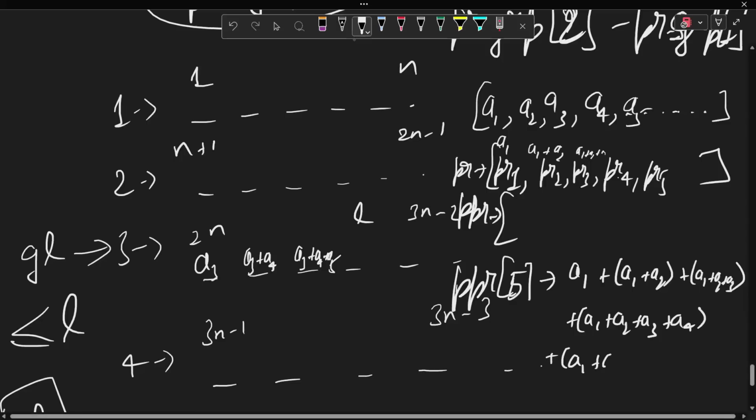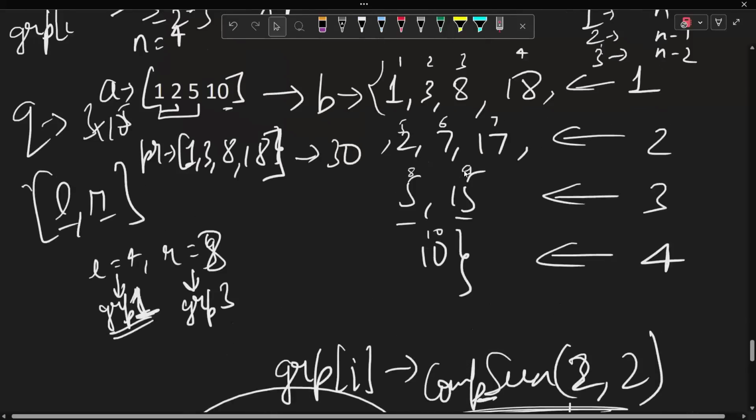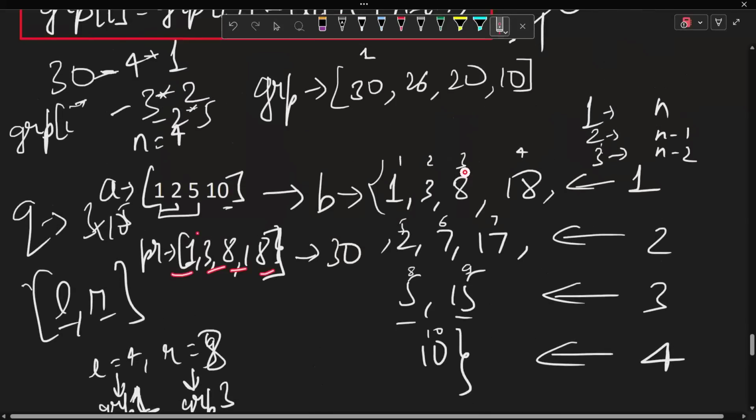PR is currently storing the prefix sum 1, 3, 8, 18. Remember the group where I told you to take the complete sum? That is one part. Now I'm trying to calculate, for any group, the sum of those parts.